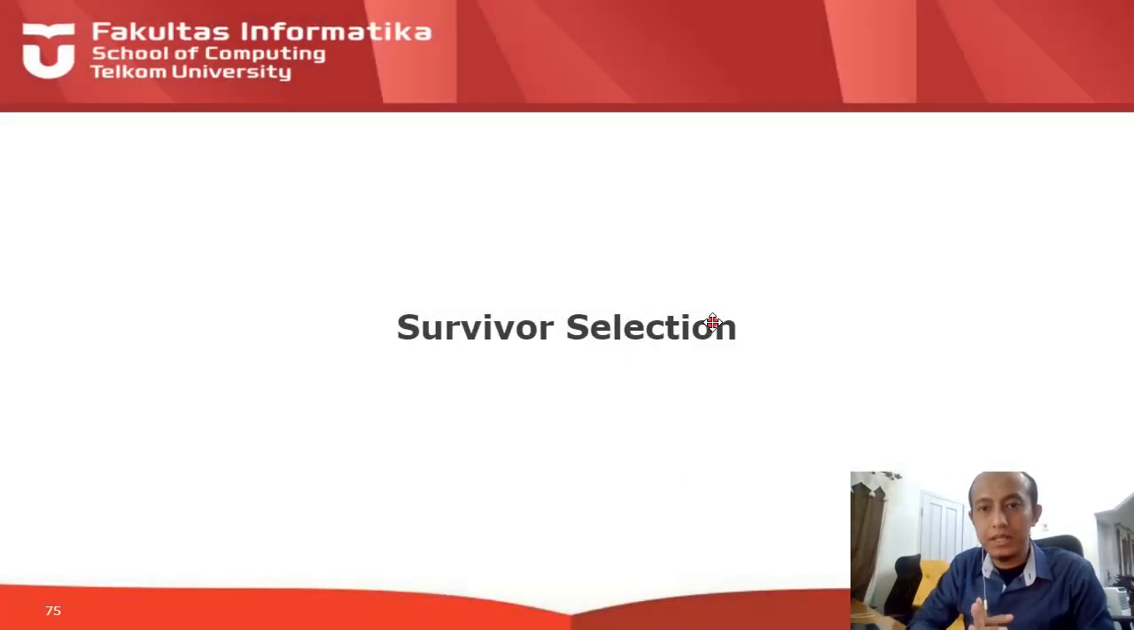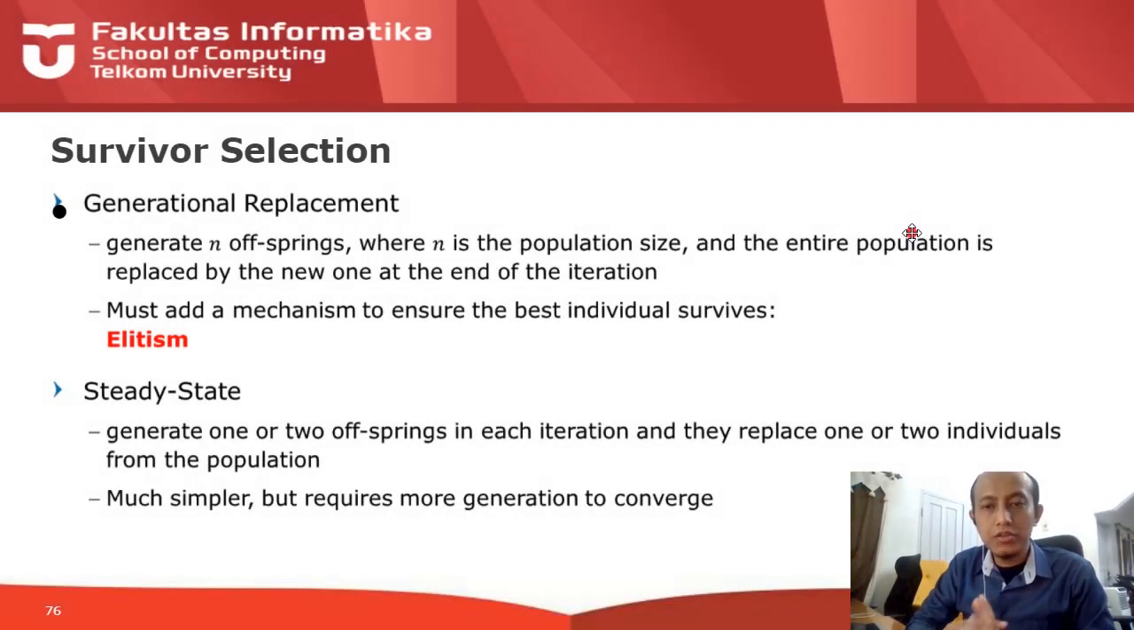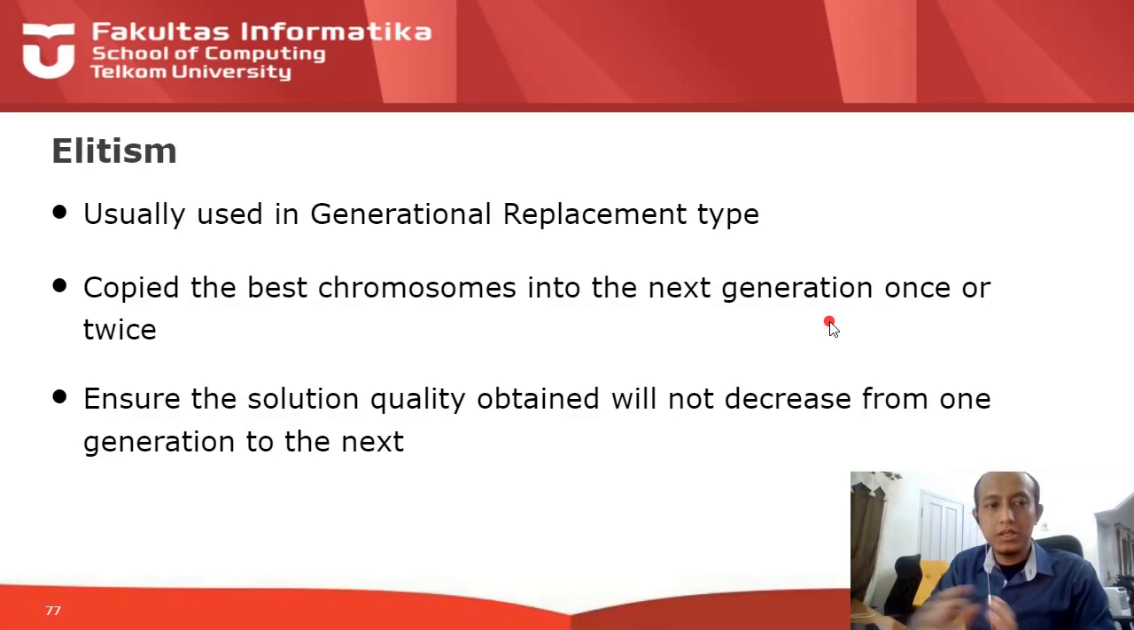Next concept is survivor selection. Survivor selection works by generating new individuals to replace the previous generation. There are two techniques, generational replacement and steady state. Generational replacement also uses elitism approach. So the best chromosomes from the previous generation are copied to the next generation.